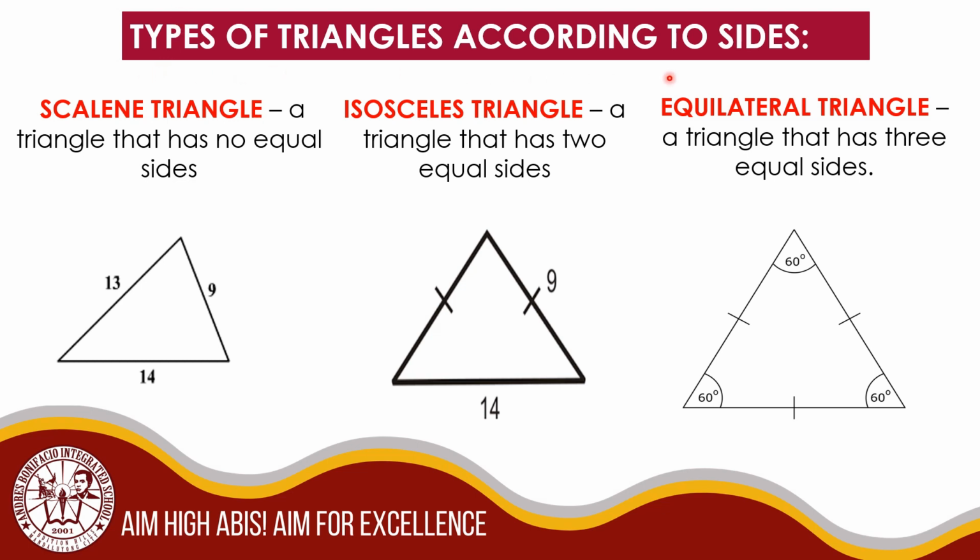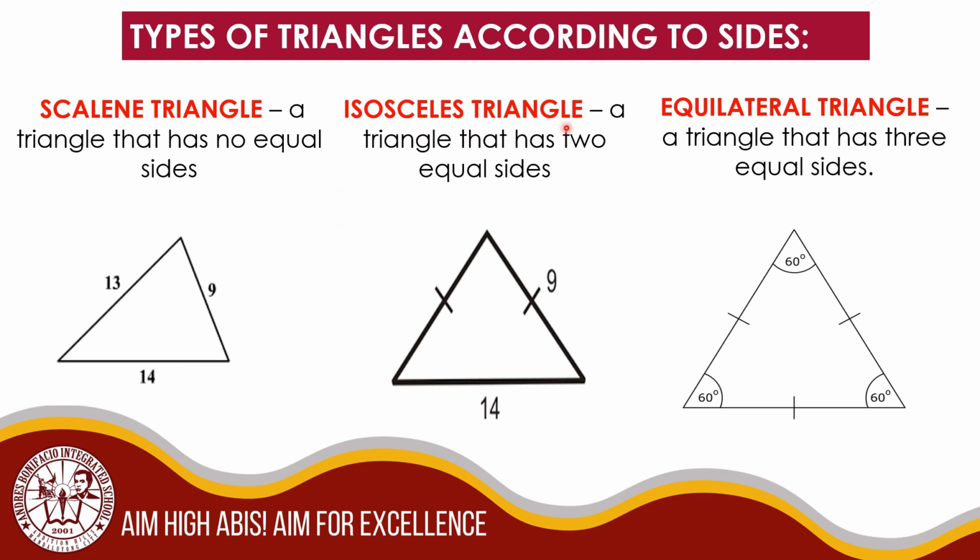Types of triangles according to sides. Scalene triangle. A triangle that has no equal sides. So the measure here of the side is 13 units. This is 9 units and this is 14 units. So the sides are not equal when it comes to their measurement.